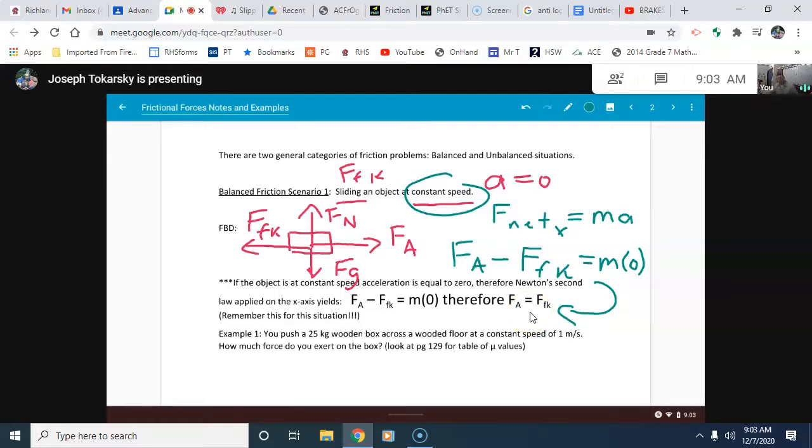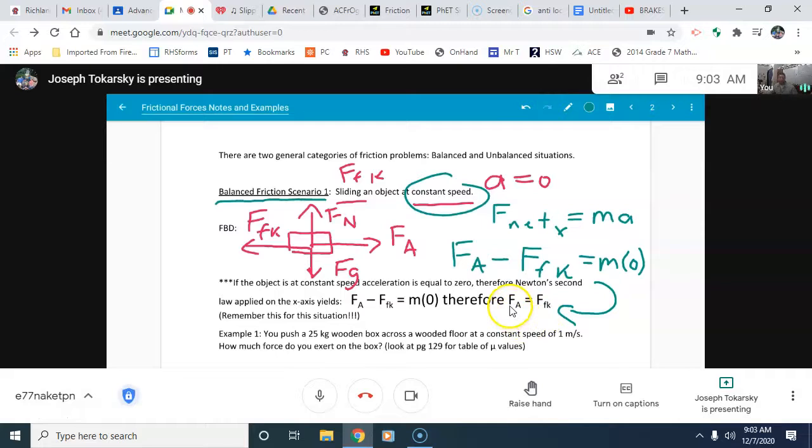That's why we call this a balanced friction scenario, because my kinetic friction is in balance, the same size, magnitude as the applied force. That's where this gets its name, balanced scenario. Okay? So that's the concept involved. That's the generic free body diagram for anything sliding at a constant speed. The applied force balances with the kinetic frictional force on a flat surface push like this.